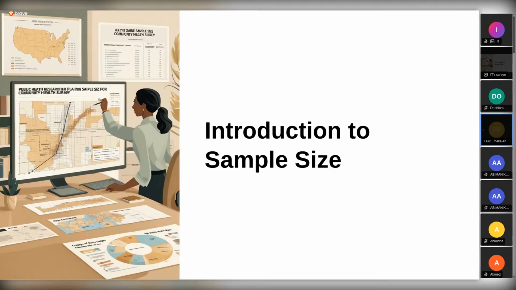Okay, thank you. So we are diving into sample size, because this is another place where a lot of students have issues. At the end of the day, you want to collect your data, but how many do you collect? It's not clear.